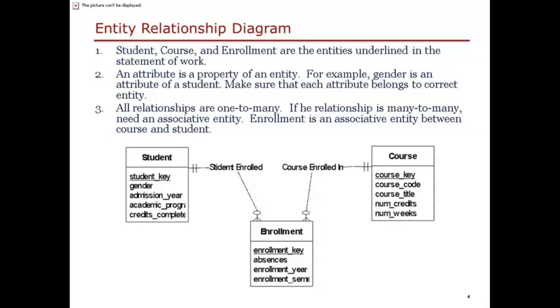Now, when you design your database here, you want to make sure that all your relationships are one-to-many. In other words, if a student can take many courses and a course can be taken by many students, right? I need to have something in the middle where I can have a single enrollment key, and here I'm going to have the course key, and the student key, and here are additional fields. I'm going to track how many times the student was absent. I'm going to track the year and the semester, right?